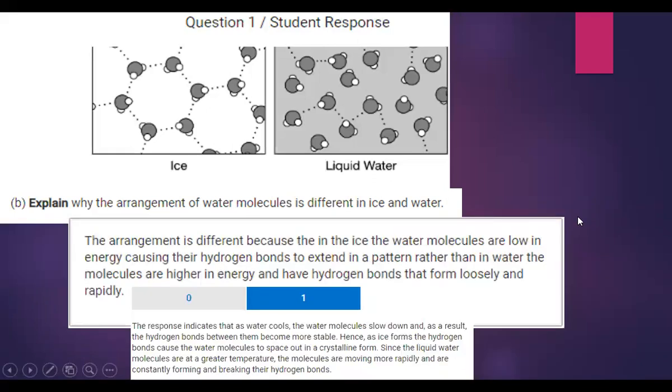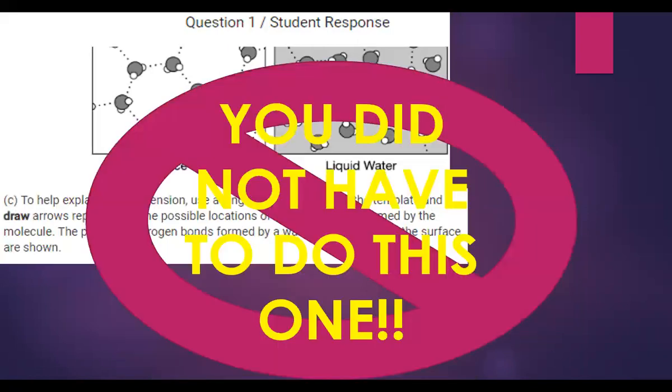Okay, this person earned a point. The arrangement is different because in the ice, the water molecules are low in energy, causing their hydrogen bonds to extend in a pattern rather than in water. Molecules have a higher energy and the bonds can form loosely and rapidly, making it move. So this one was a point. Okay, all right, the next question, you did not have to do C. It was drawing the arrows. You did not have to do this one.